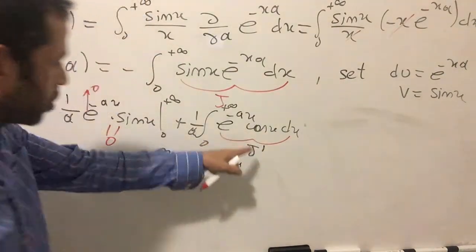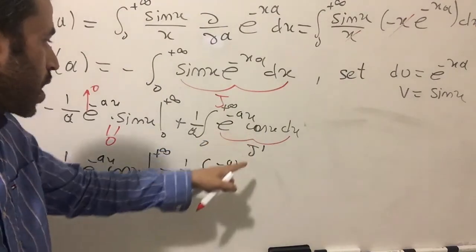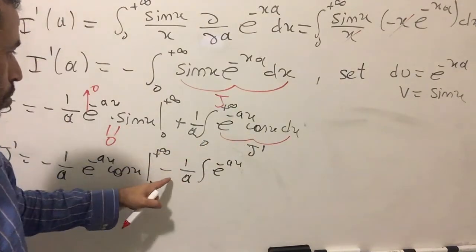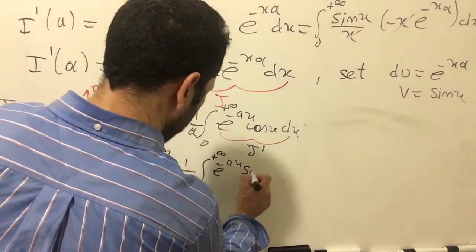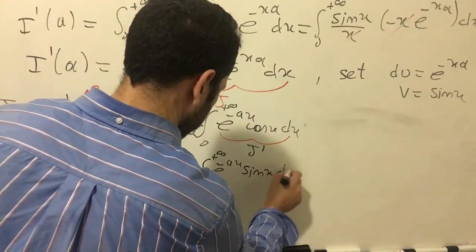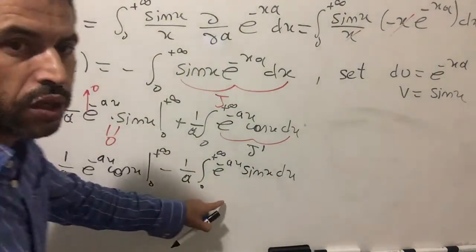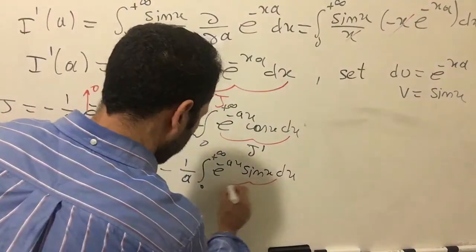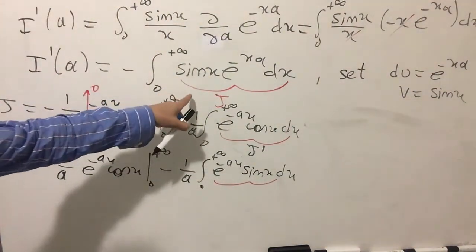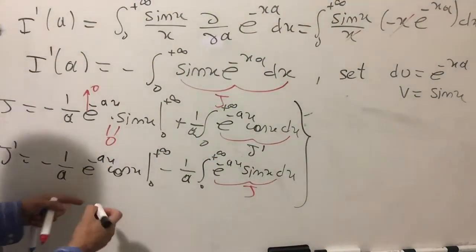I'm going to differentiate this: cosine x becomes minus sine x. With this minus, it becomes plus sine x dx. If you take a look here, this is the same integral that we have in the beginning. So I'm going to evaluate this term.